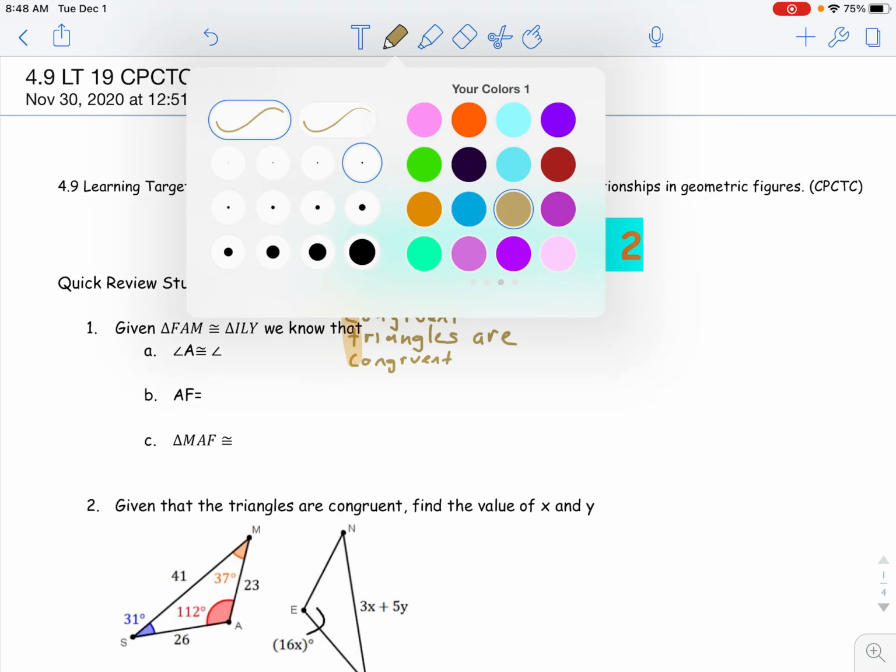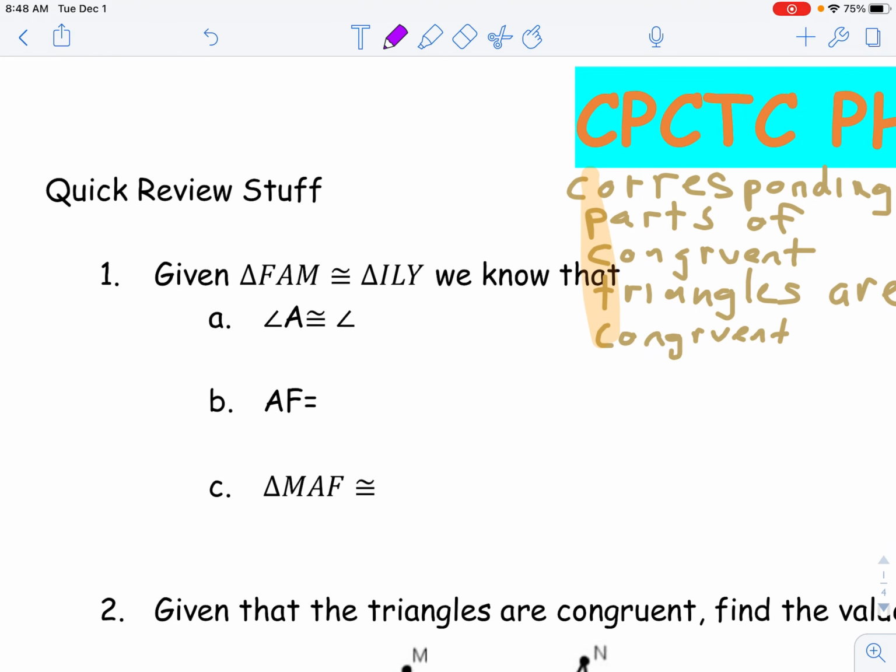All right, we're going to do quick review stuff before we're doing two-column proofs. Given triangle FAM is congruent to triangle LEI. Let's just remember congruency statements are very well written. They match up parts, like angle A is congruent to angle L. AF is congruent or equal to LI. And then I can also reverse the order of the congruency statement. The first one doesn't really matter, but it dictates the order of the second one. So just quick review stuff on a congruency statement.